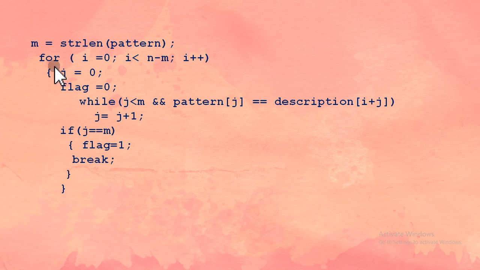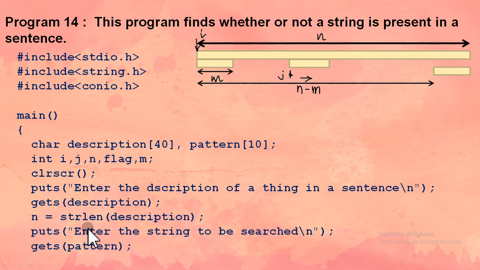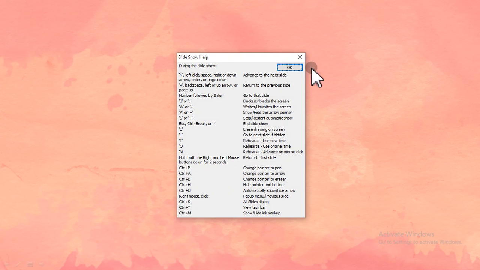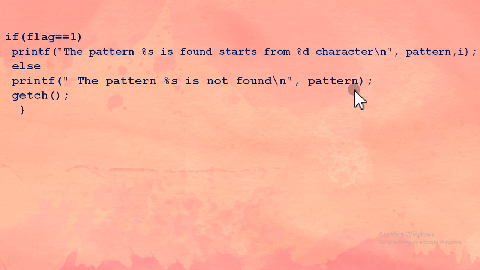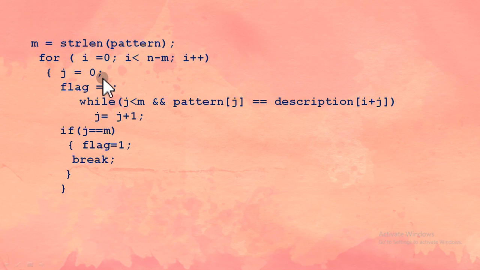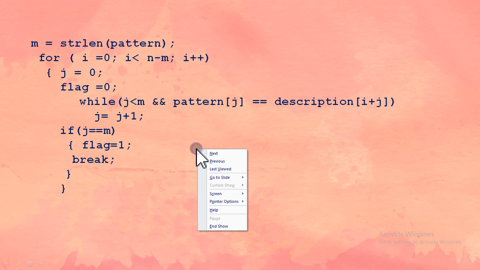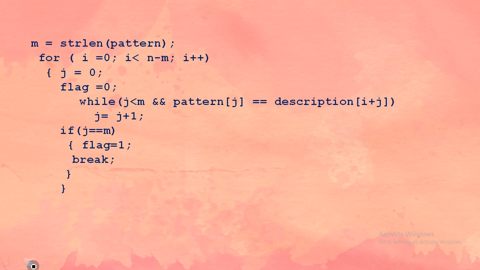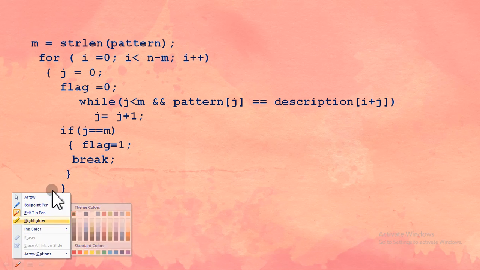Okay, and here for i equal to 0, i less than n minus m. Okay, so here n is the length of the big string and m is the length of the small string which is to be searched. So i can move, i equal to 0. Yeah, i equal to 0, i less than n. I think we should have made it n. Sorry, i can move up to n because the string may be available at the end.